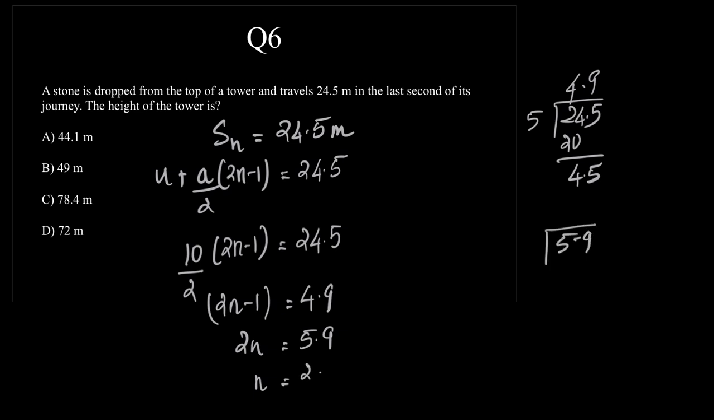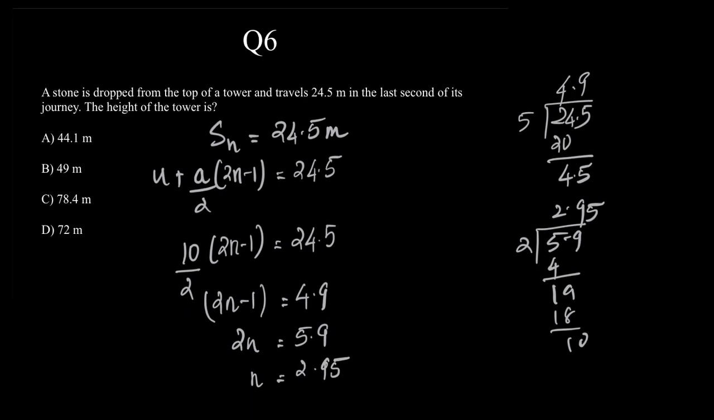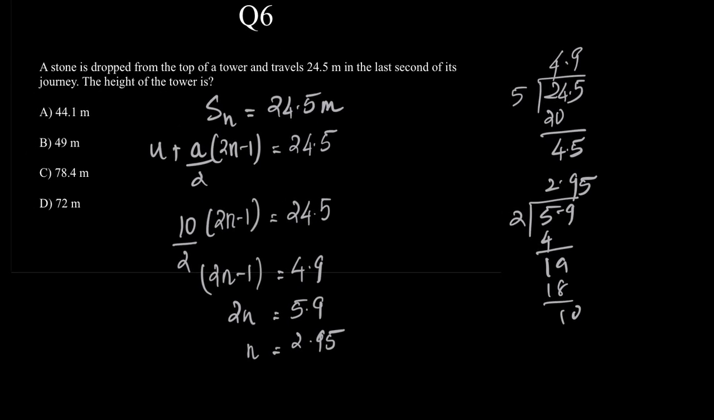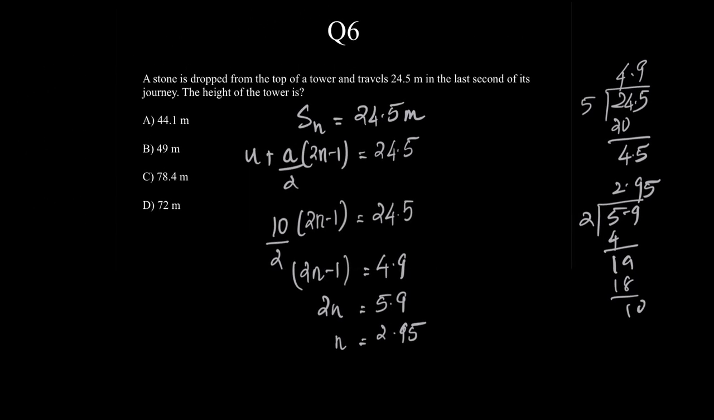5.9 by 2 would be 19, 9 to 18, 10, 2.95. Now, the height of the tower would then be equal to, see, what is the height of the tower? S is equal to half into g t square, which is 5 t square. Here t is equal to 2.95, so we have 2.95 the whole square.